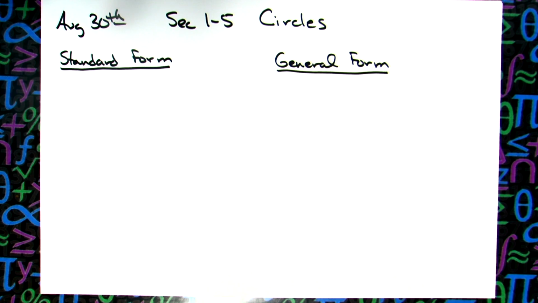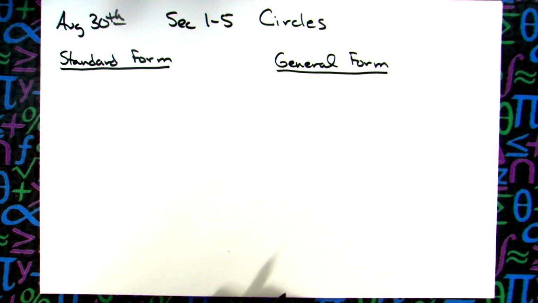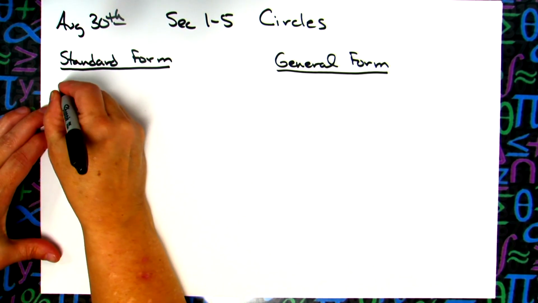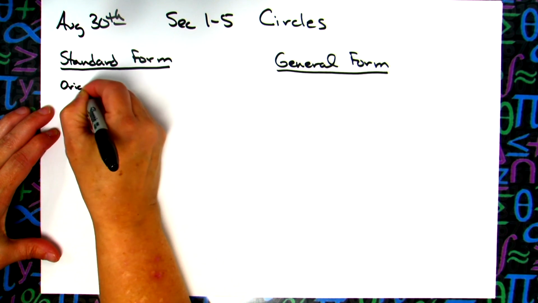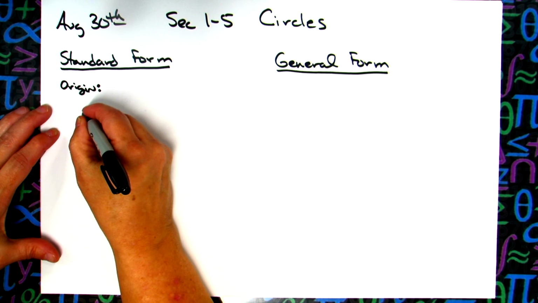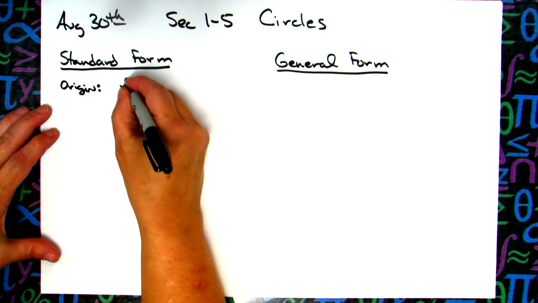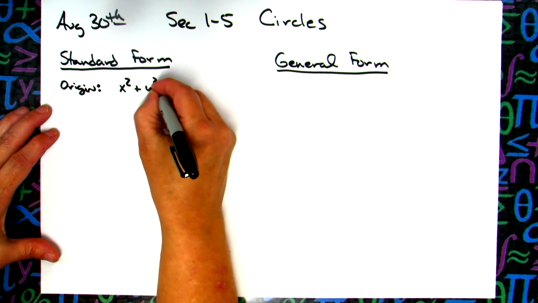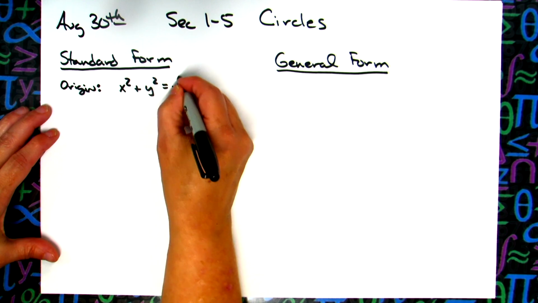The center could be at the origin, or I could have the center shifted around the coordinate plane. Okay, so our first one is going to be at the origin, and it's going to be x squared plus y squared equals r squared.